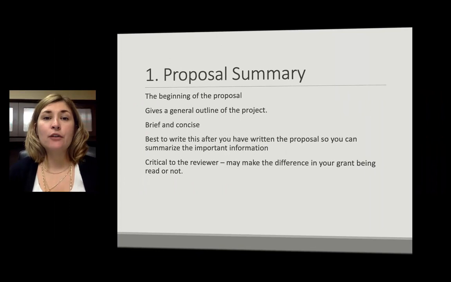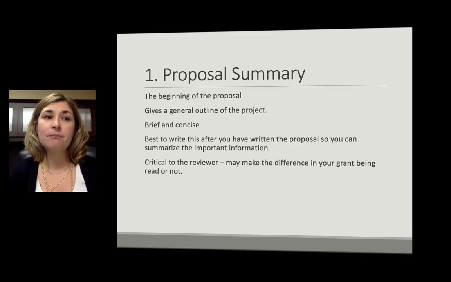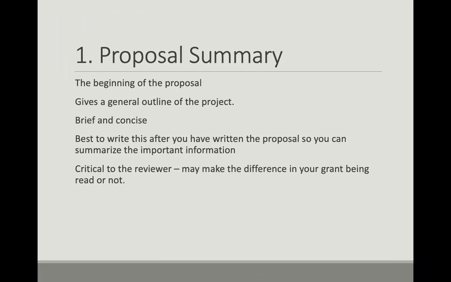Okay, so as I said, the first part in the grant writing application should be the proposal summary. In this first part, you're beginning to write about your project for the grant source. The summary will outline your project briefly and concisely. It shouldn't be longer than 2 to 3 paragraphs. It is best to write this section after you have written the proposal so you can summarize the important information in the proposal summary.